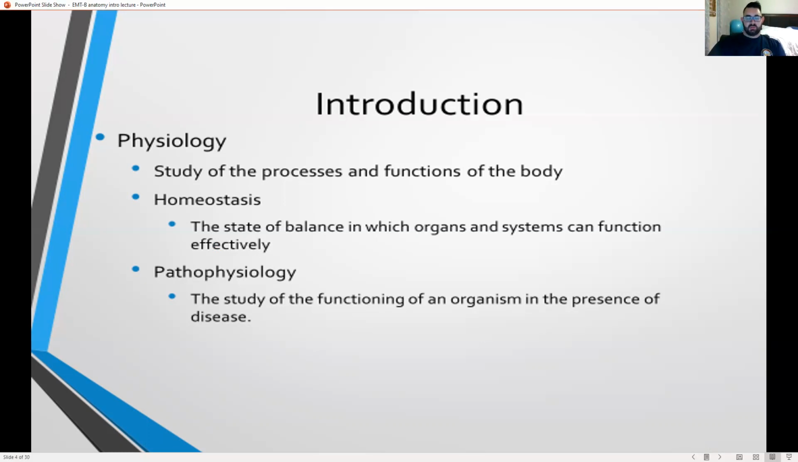neutral way. And the pathophys that we're going to talk about is a study of the functioning of an organism in the presence of disease. How does the organism, you, the person, function in the presence of this disease? Why is that important? Well, I gave an example last night about, let's say we have a patient that calls us with an asthma attack.